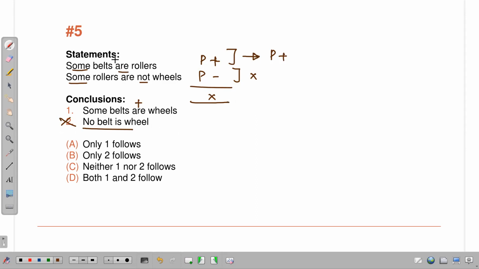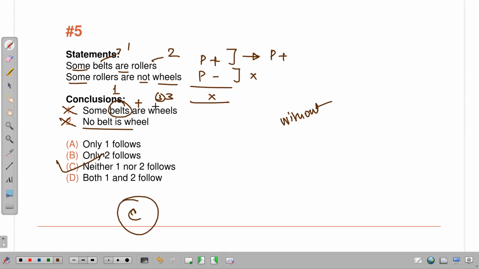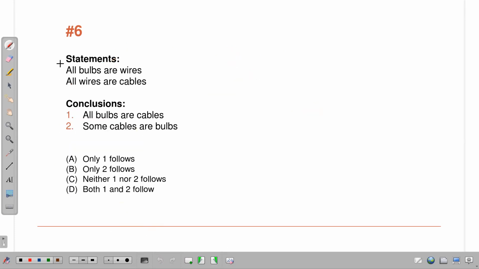How did I find that out? I think belt is 1, roller is 2, and then wheel is 3rd. So this is combining the 1 and the 3. Okay, so definitely none of them is going to be valid. Again, without a diagram, I quickly solved it. Okay, so C is neither 1 nor 2 is going to be followed. Let's move ahead. You can pause the video, solve it on your own, and then see my solutions of it.